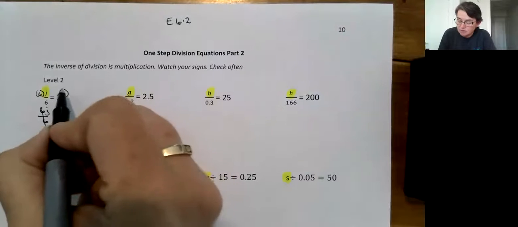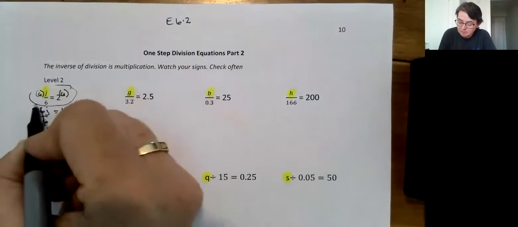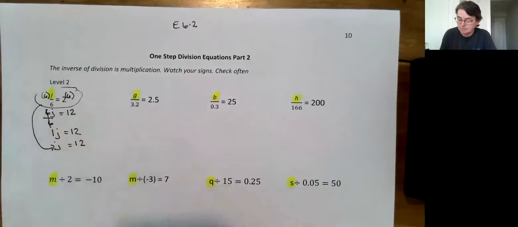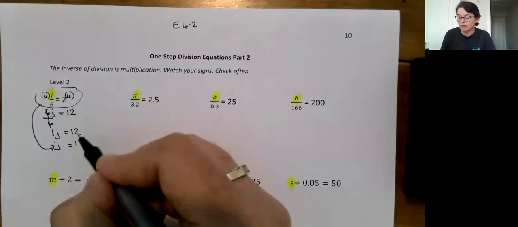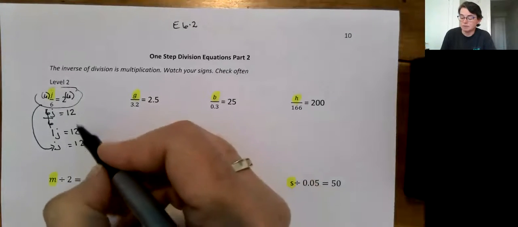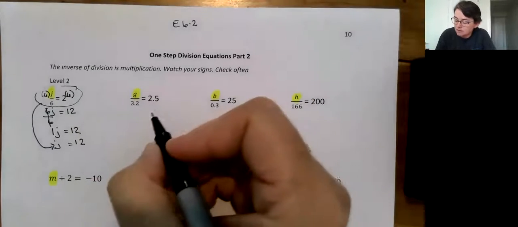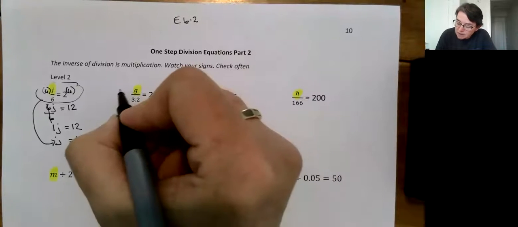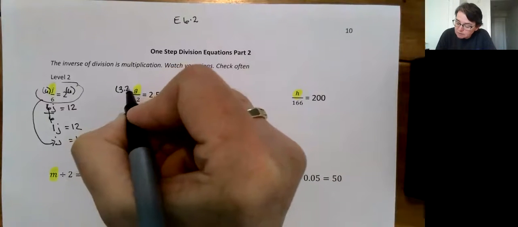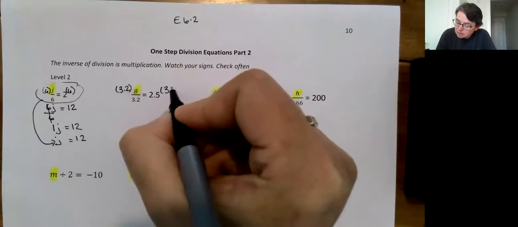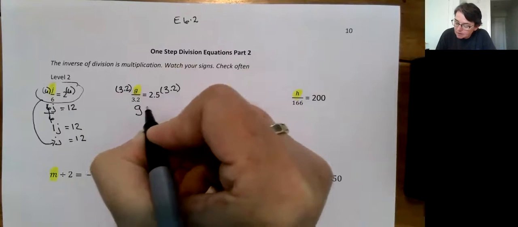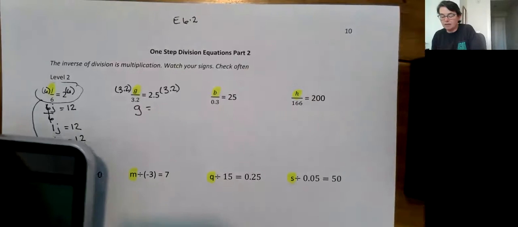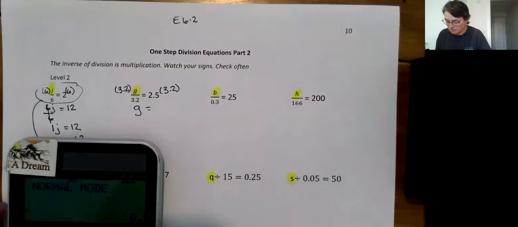But truthfully, we can go from this step right down to that step. But that's the why that it works. So you don't have to put those steps in there. So this one, g over 3.2 is equal to 2.5. I'm going to multiply this side by 3.2, multiply this by 3.2. And I don't know what that is, so I'm just going to bring in the handy dandy calculator. 2.5 times 3.2 is 8.